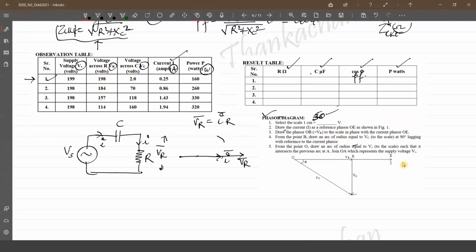The current you measure, you make the reference I. In the same phase you draw VR. VR value is how much? 198. So divided by 50 volt, whatever units you get, that much centimeter you draw here. Okay. From this point B, draw an arc of radius equal to VC, because VC is also measured by you. So 2 volts, you have to take an arc from this point, and cut it like this using your compass. VC.